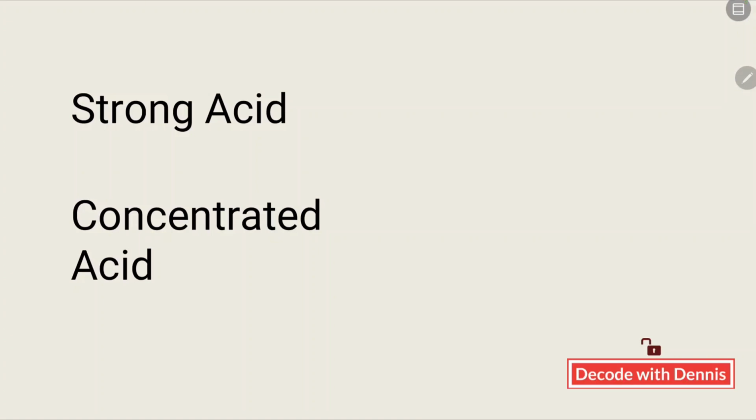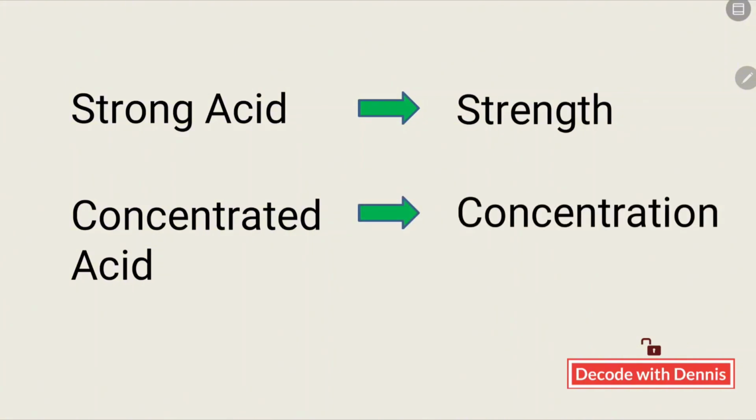Hi, in this video we'll discuss the difference between a strong acid and a concentrated acid. When we describe an acid as a strong acid, we are referring to the strength of the acid. Likewise, when we are describing an acid as a concentrated acid, we are referring to the concentration of the acid. So let's discuss what's a strong acid first.